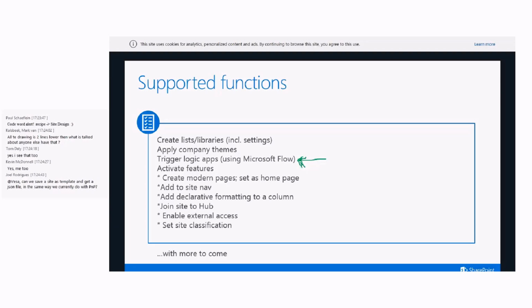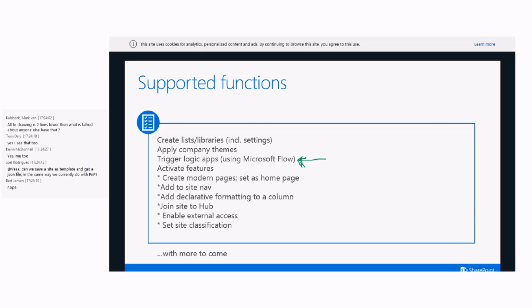Oh, there's a good question. Sorry, by the way, I have a really hard time watching all of the questions, but there is a good question from Joel, which we probably want to address here. Can we save a site as a template and get a JSON file in the same way as we could do with PnP? The answer is no.